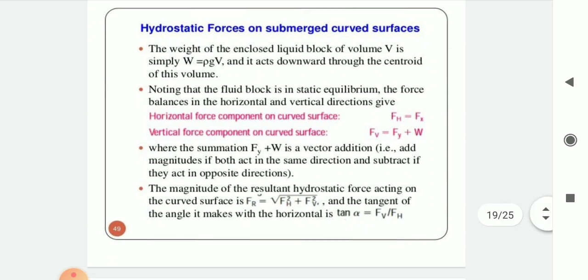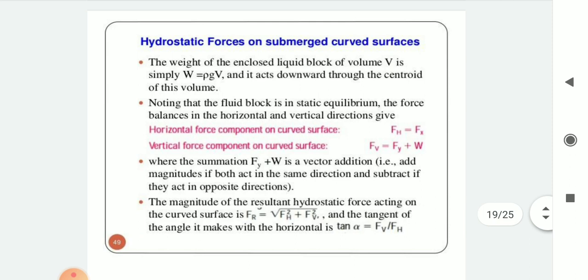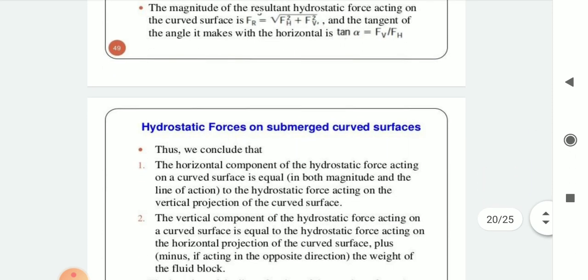The magnitude of the resultant hydrostatic force acting on the curved surface is Fr equals the square root of Fh squared plus Fv squared, and the tangent of the angle it makes with the horizontal is tan alpha equals Fv divided by Fh.